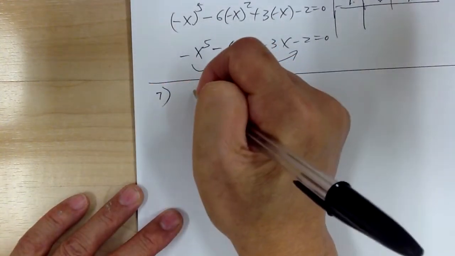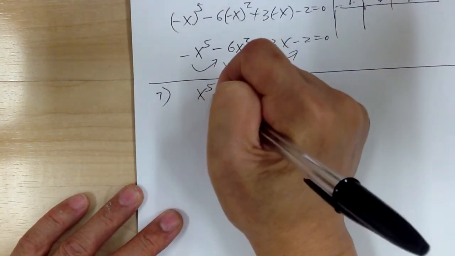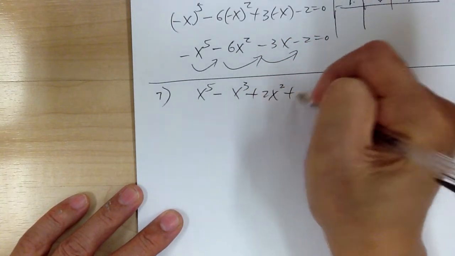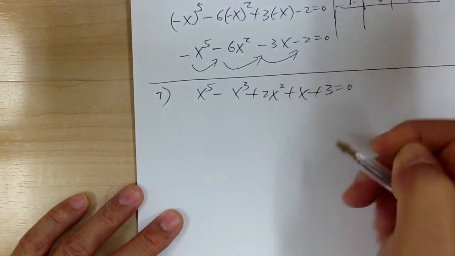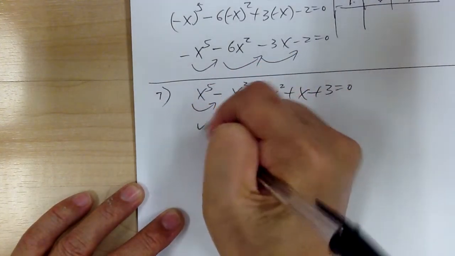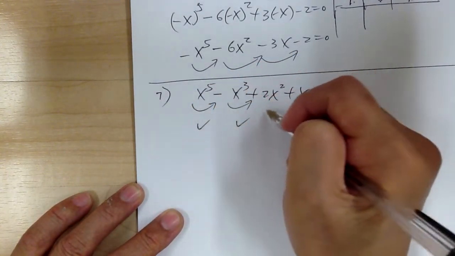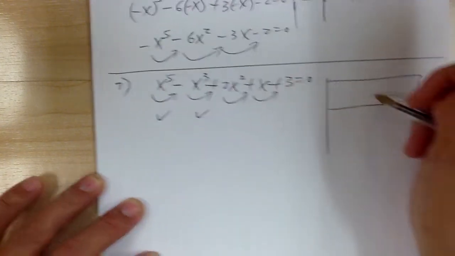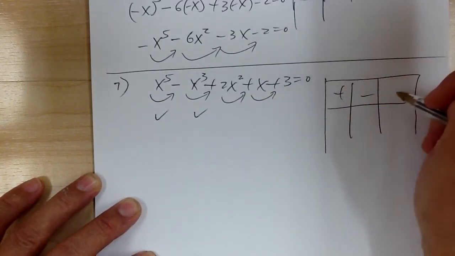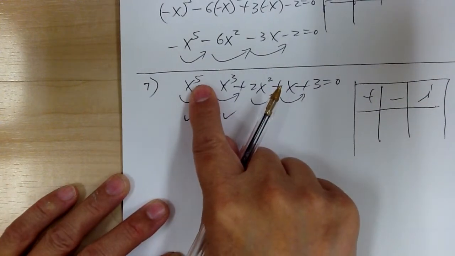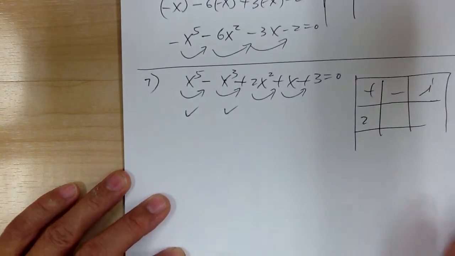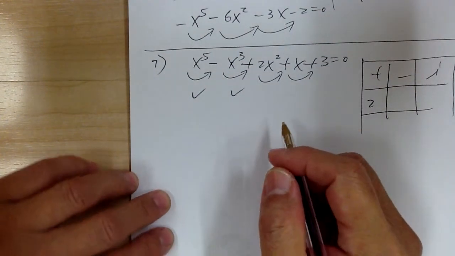Okay, number 7: x to the 5 minus x to the 3 plus 2x to the 2 plus x plus 3 equal to 0. So from here to here, check, check, no, no, that's it. Again, there will be 5 answers. From here, you're going to get a maximum of 2 positive answers. Now let's do the negative.